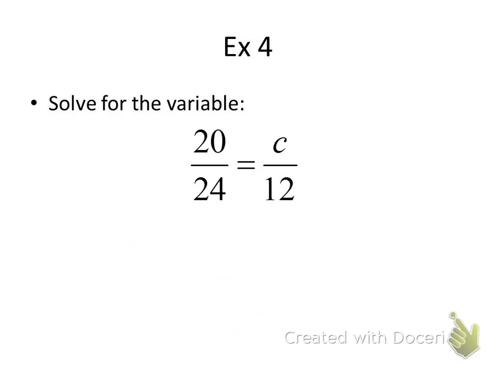All right, take a look at the next one. Now, I am going to make them more complicated coming up, so make sure you're with me. So now we have 20 over 24 equals C over 12. The first thing I do is cross multiply. I'm going to take 20 times 12, which equals, anybody? 240. Okay. I'm going to put my equal sign. Now I'm going to take 24 times C.